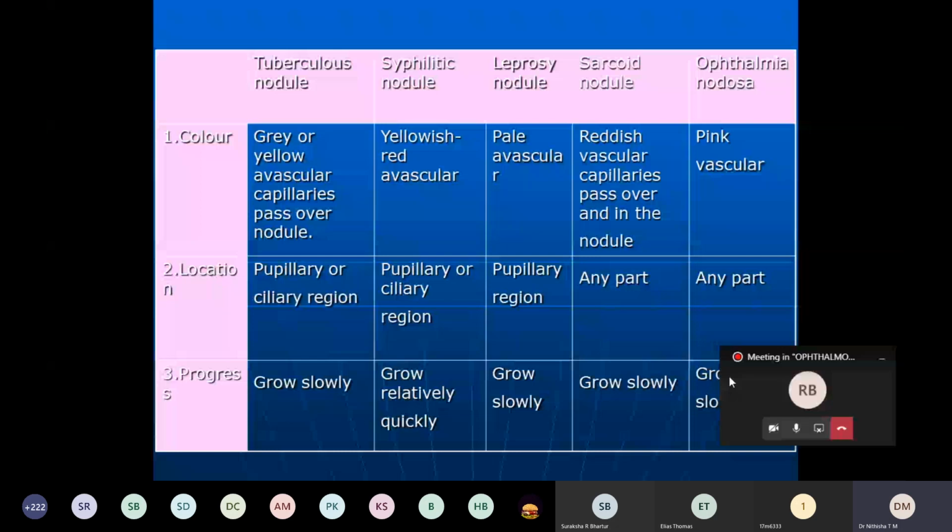Ophthalmia nodosa, I think it is covered in your conjunctival chapter. It is due to sensitization due to hair of the caterpillar. Tuberculosis nodule location is always seen in the pupillary and ciliary zone. Syphilitic nodule is seen in pupillary or ciliary zone, and in leprosy also pupillary. Sarcoids can be anywhere, and progress is slow. Syphilitic nodule grows relatively quickly. Leprosy nodule can grow slowly. Sarcoidosis nodule can grow very slowly, and even ophthalmia nodosa grows very slowly.